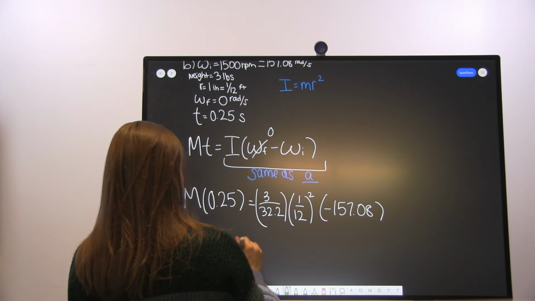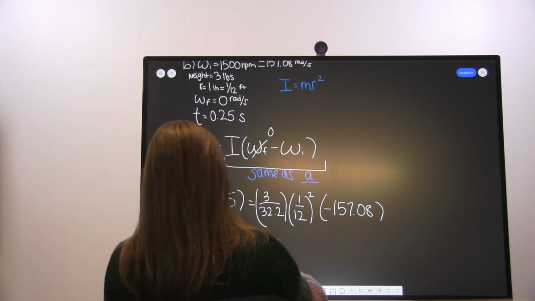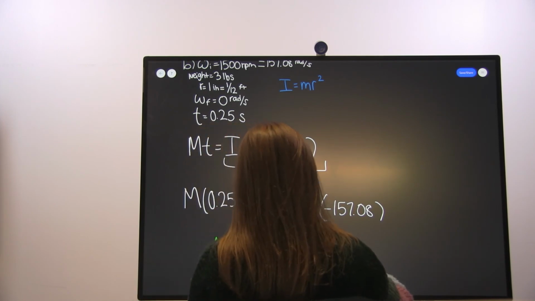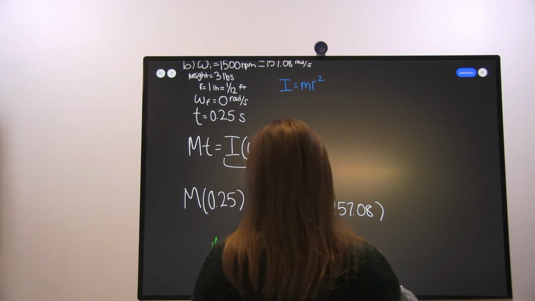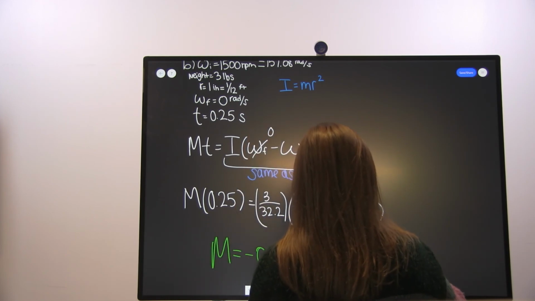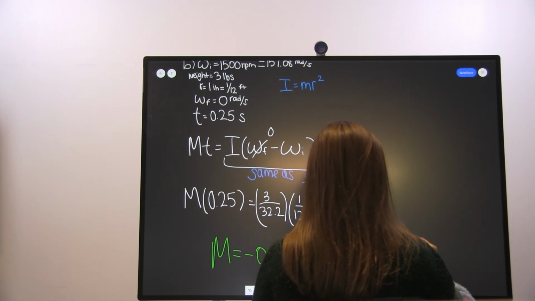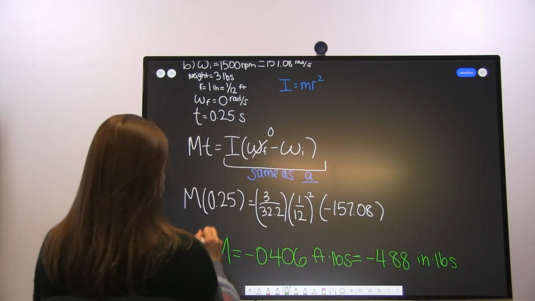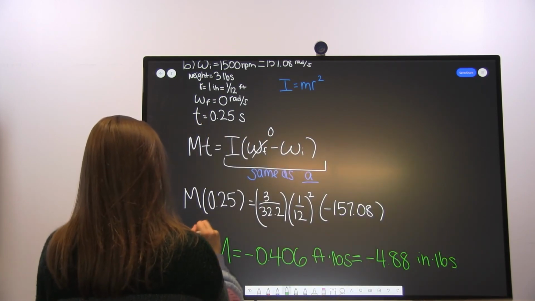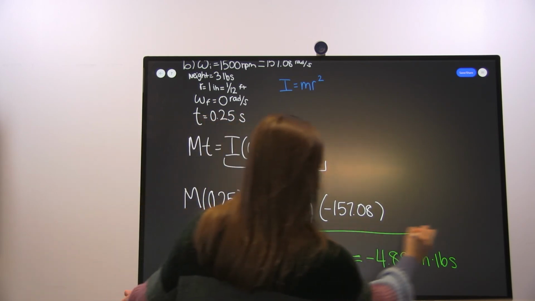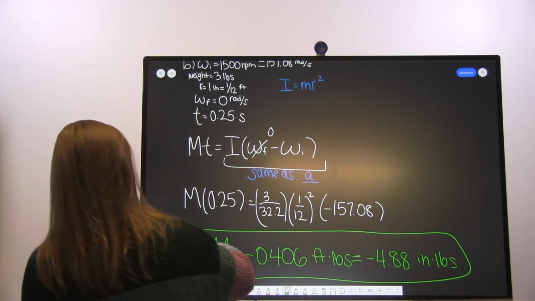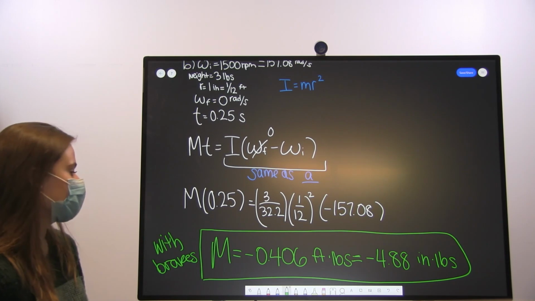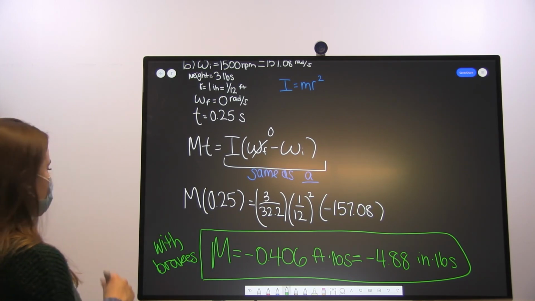And that leaves us with our moment is equal to negative 0.406 foot-pounds, or it's also equal to negative 4.88 inch-pounds. And this is our answer to part B, and this is with the brakes. So there we solve for both A and B, and we have the moment needed and our time from part A.